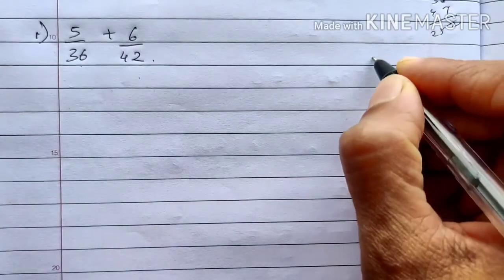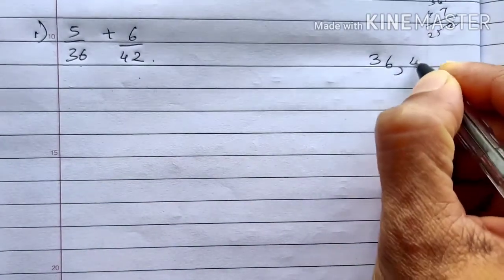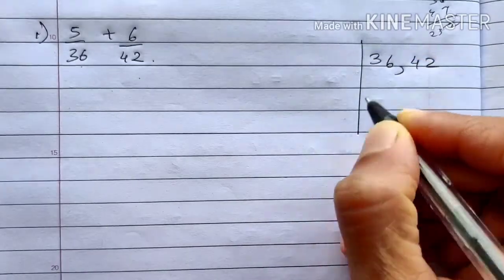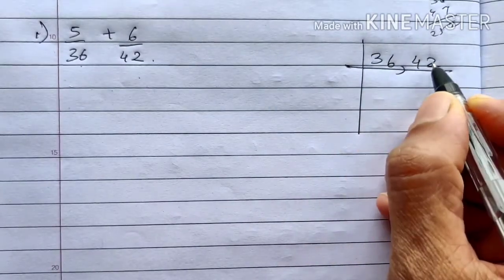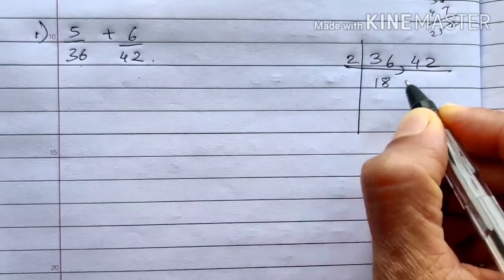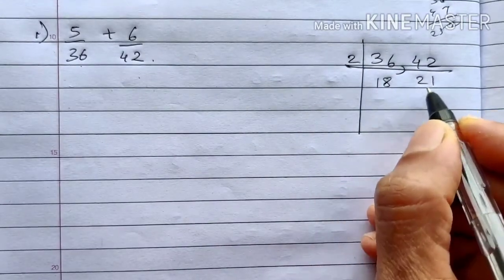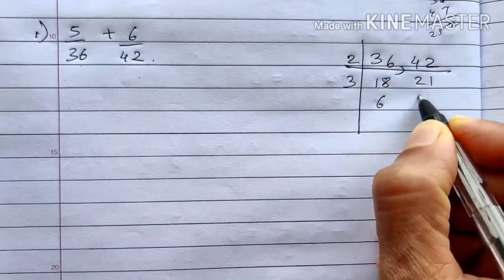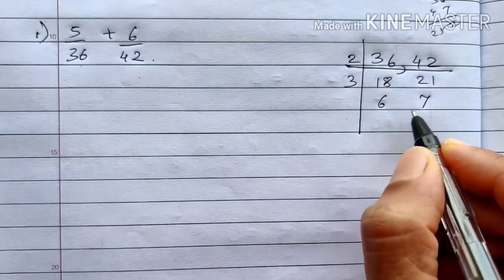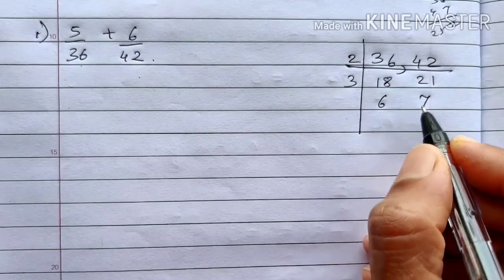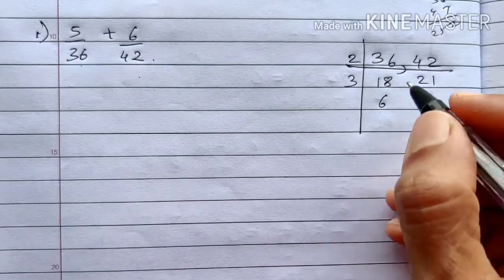So how do we find the LCM? Let's see, you have 36, you have 42. Let's find its factors. Both these numbers are divisible by 2, so you have, and then both these are divisible by 3. Now there is no number that is the multiple of 6 and 7, so you stop here, okay, and then you cross multiply.